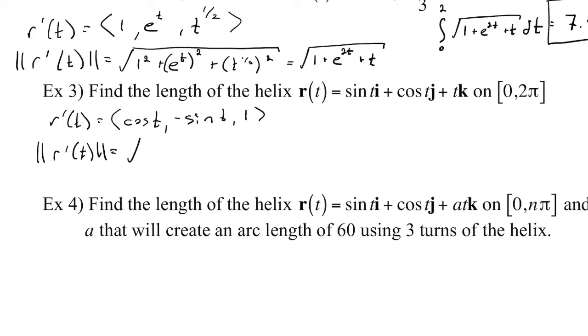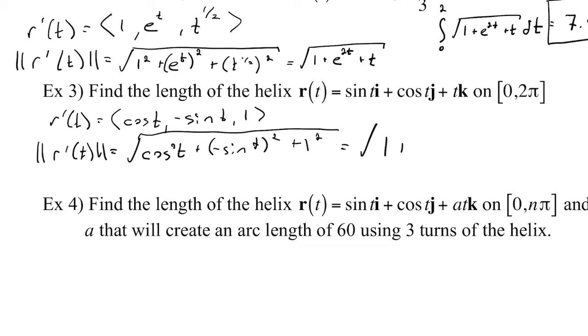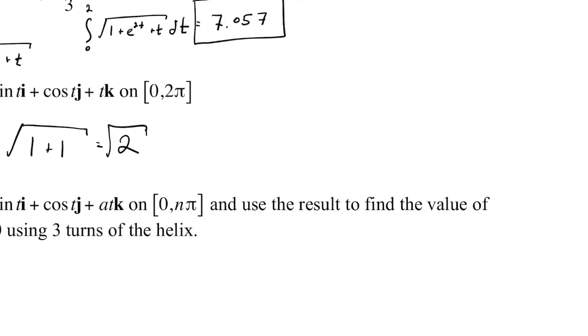So we would have the square root of cosine squared t plus negative sine t squared plus 1 squared. If we square the negative sine of t, that would give us a positive sine squared t. So then we have cosine squared t plus sine squared t combined would be 1. And then 1 plus 1 is equal to 2. So we have radical 2.